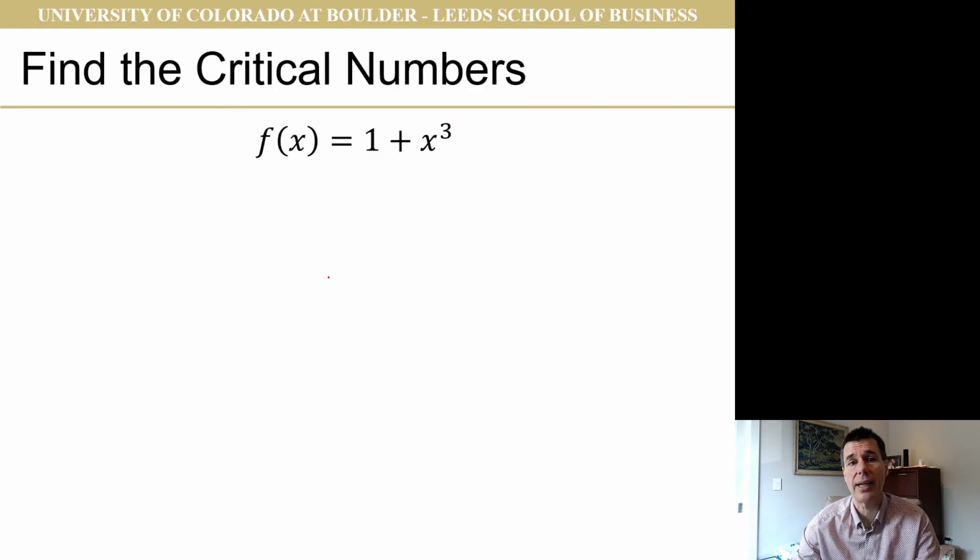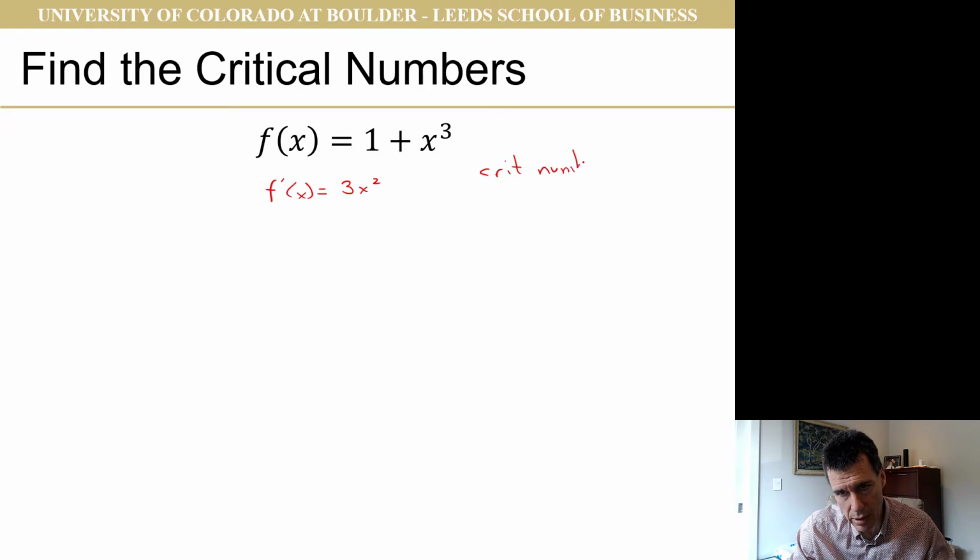So let's find the critical numbers. If f of x equals 1 plus x cubed, then we take the derivative. f prime of x is 3x squared, which means our critical numbers are where this derivative is 0 or undefined. 0 equals 3x squared, x equals 0. So the critical number is when x equals 0.